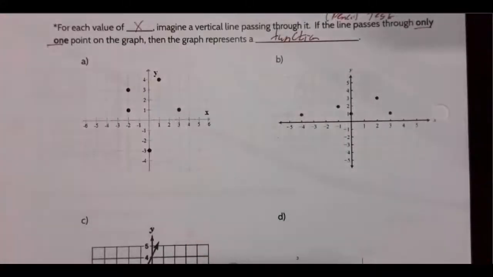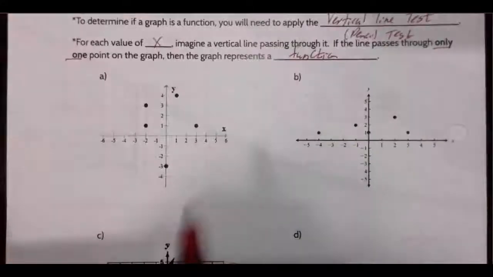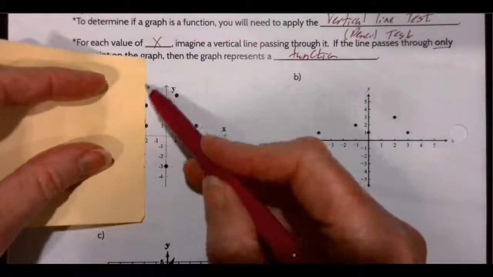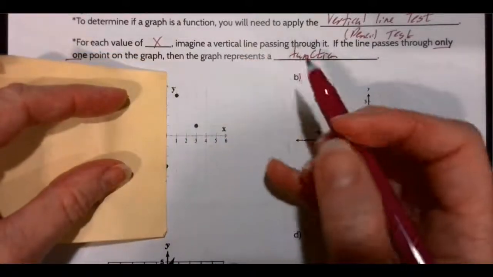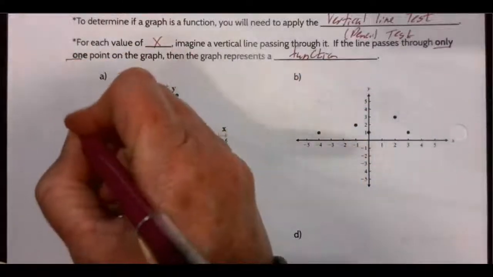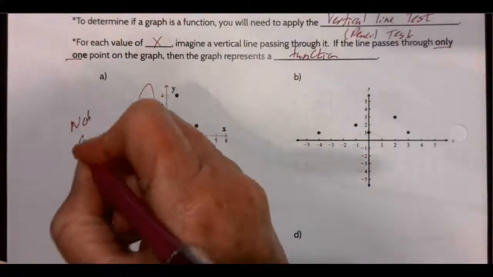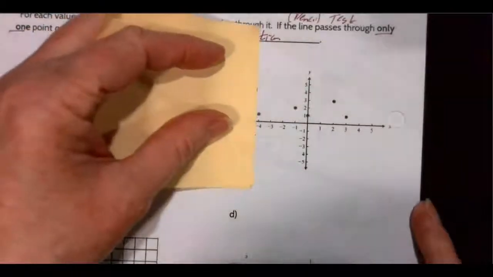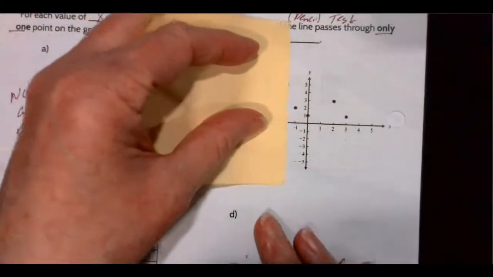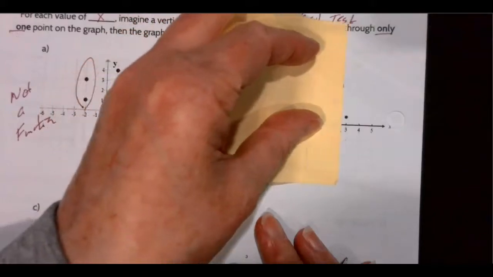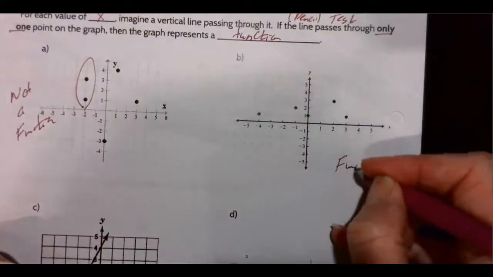Okay? So look at this one right here. I've already kind of showed you, it fails big time, it hits it twice. Now over here, fine, over here, fine, over here, fine. This is where it fails. So this is not a function. Okay, let's look at this one. Yep. Only hits one point at a time. So this one is a function.